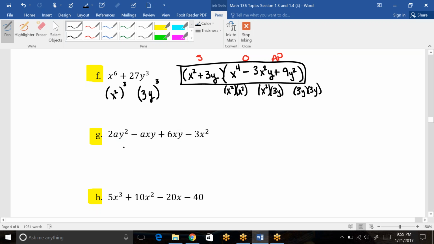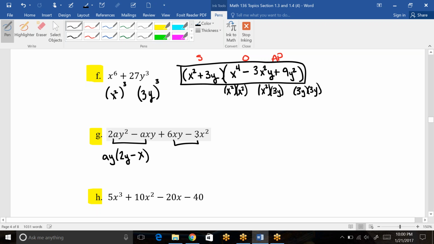Okay, looking at G, we have 4 terms. Anytime you have 4 terms, you should try to factor by grouping. Always check for a GCF first, but I don't see anything that they all have in common. So I can pull an a and a y out of the first pair. That would leave me with a 2 and a y still for the first term and a minus x.